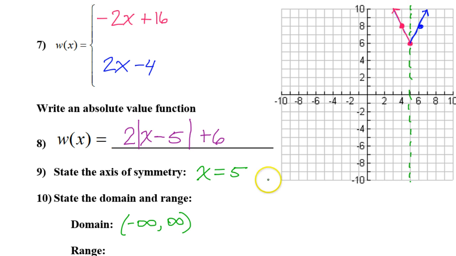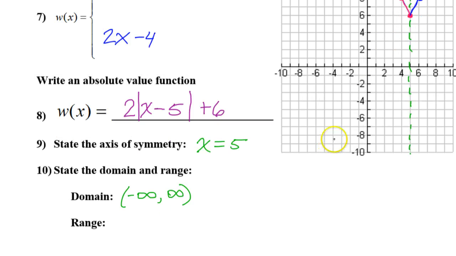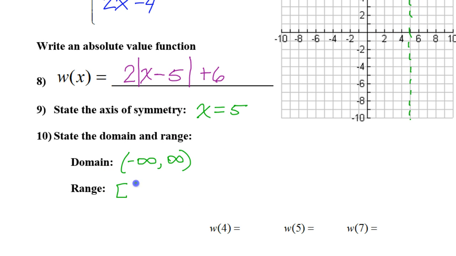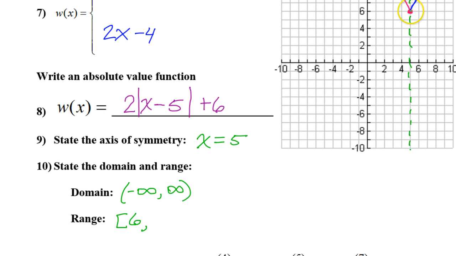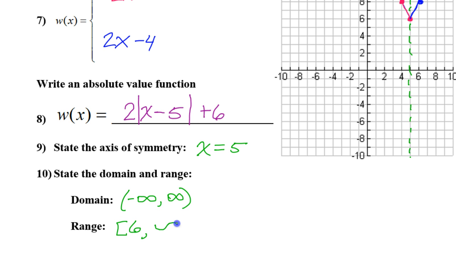Now the range. The range reflects the y values covered by the graph, so how far it goes from bottom to top. The lowest value on the graph is at 6. This is the bottom, and then from there it goes up forever. So bottom to top is 6 to infinity. We will put that 6 in a bracket because the graph does touch 6. It hits 6, so 6 is included in the range, and it goes up forever.